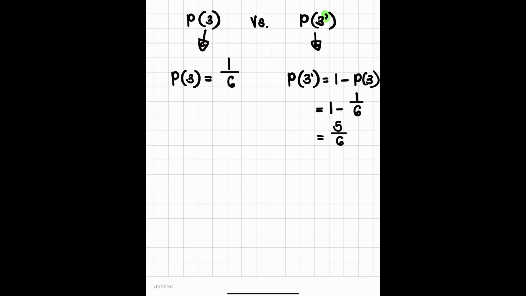So the probability of it landing on a 3 is 1 out of 6. And then we have the probability of it not landing on a 3, and that's 1 minus the probability of it landing on a 3. 1 minus 1 out of 6, which gives me my 5 out of 6.